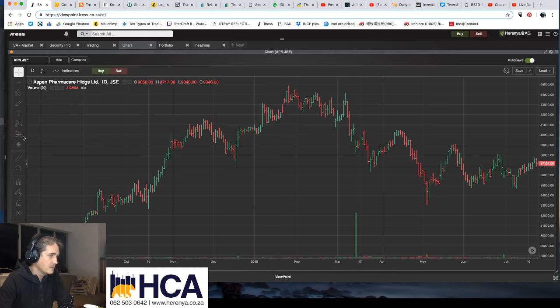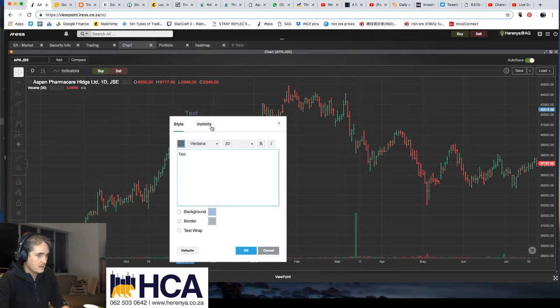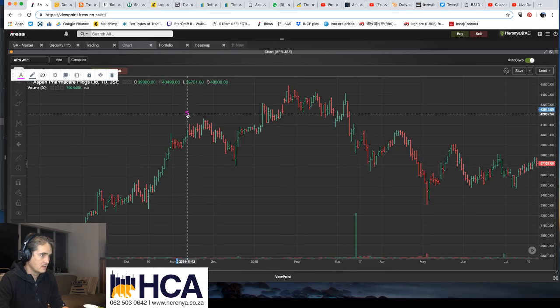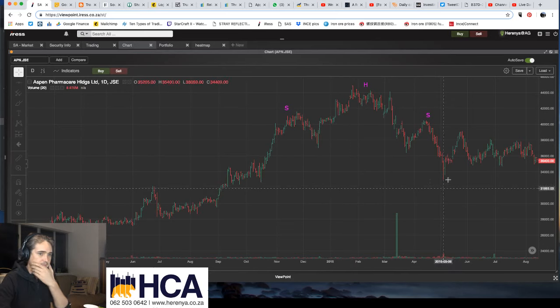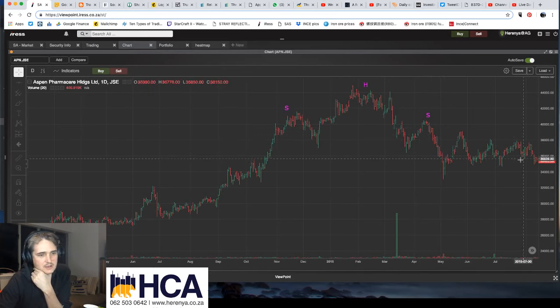Okay, so you would mark it shoulder. We want it to be pink. There we go. And there's another shoulder. And this is a head. Right? So this is called a complex shoulder, so that does count as the right shoulder. The stop loss is there, remember, as per our little sheet.